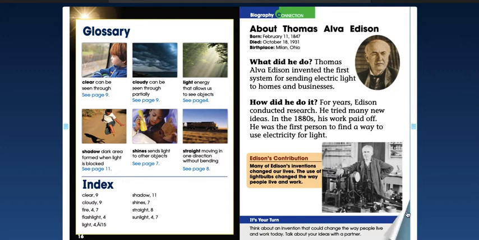If you want to do a little extra, you can read this here with me. So it says about Thomas Alva Edison. He was born February 11th, 1847, but he died October 18th, 1931. He was born in Milan, Ohio. What did he do? Thomas Alva Edison invented the first system of sending electric lights to homes and businesses. How did he do it? For years, Edison conducted research. He tried many new ideas. In the 1800s, his work paid off. He was the first person to find a way to use electricity for lights.